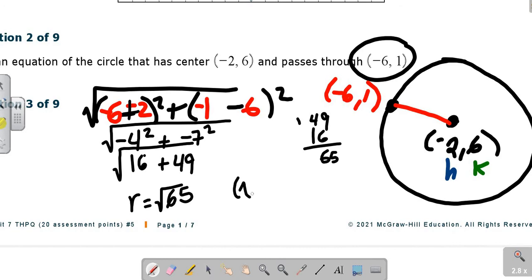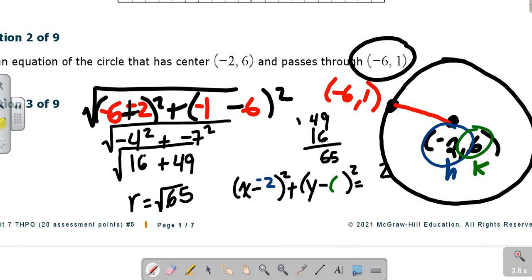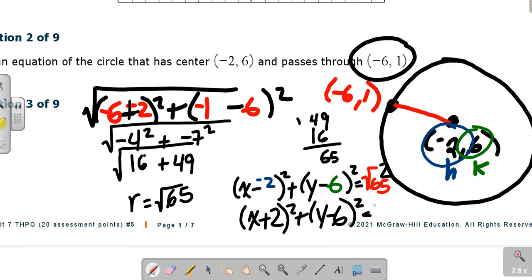So my equation is (x minus h) squared plus (y minus k) squared equals radius squared. My h is negative 2. My k is 6. And my radius is root 65. Therefore, the final cleaned up version is going to be this. Double negative makes a positive. (x plus 2) squared plus (y minus 6) squared. And if I square the root 65, it's just 65. This would be the final answer.